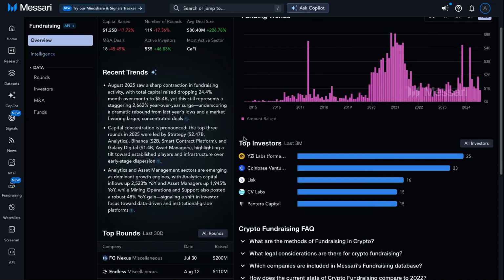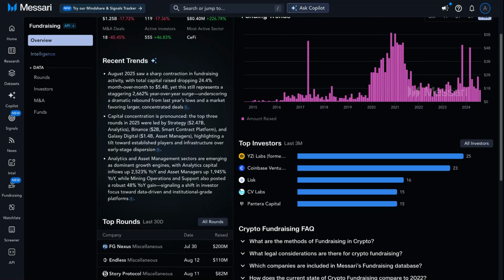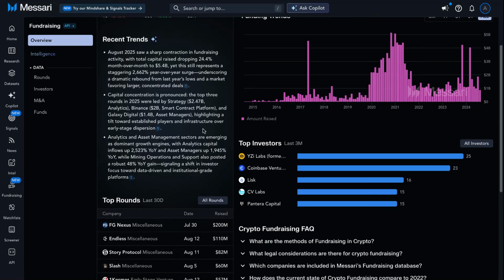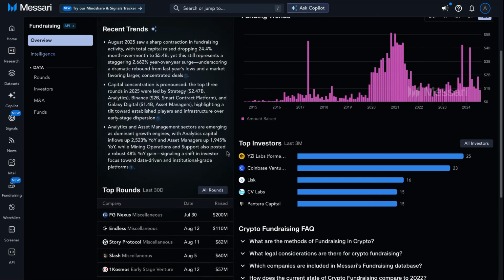We have our recent trends module, which is powered by a Copilot engine and gives you an overview of the fundraising trends. As you can see in the summary here, it'll benchmark August to previous months and quarters and will touch on the relevant trends in sector funding.